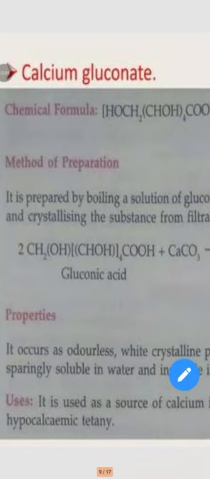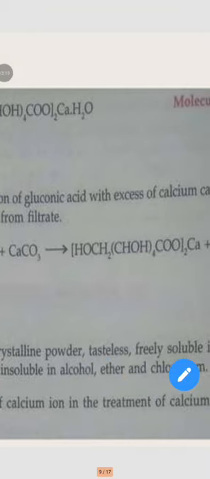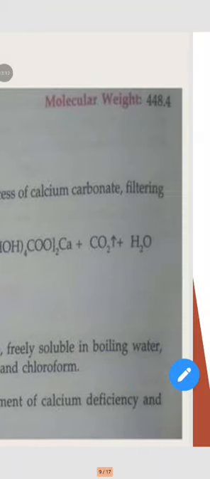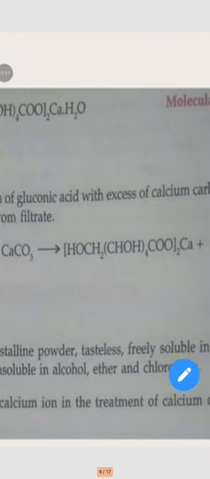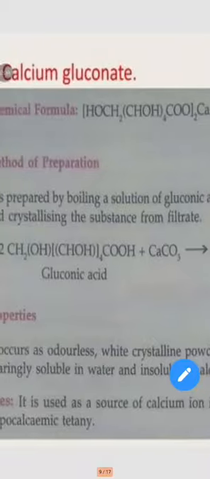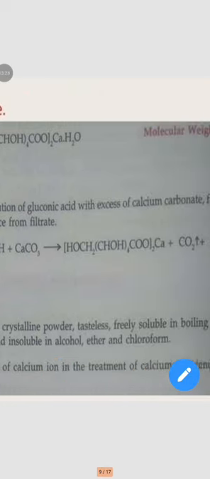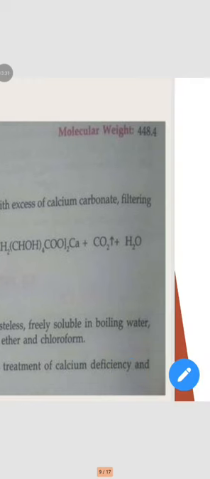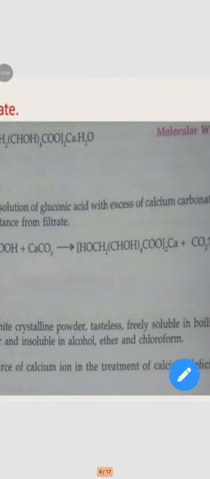Then properties. It occurs as an odorless, white crystalline powder. It is tasteless. It is freely soluble in boiling water, sparingly soluble in water, and insoluble in alcohol, ether and chloroform.